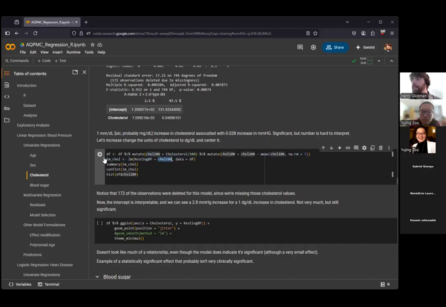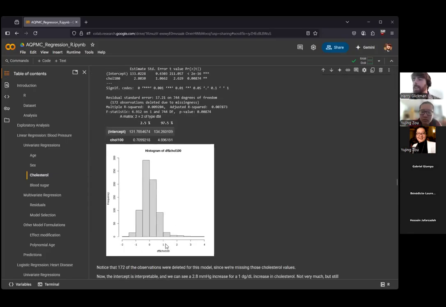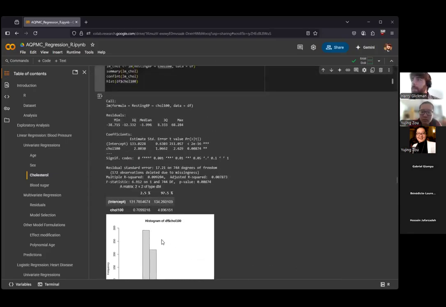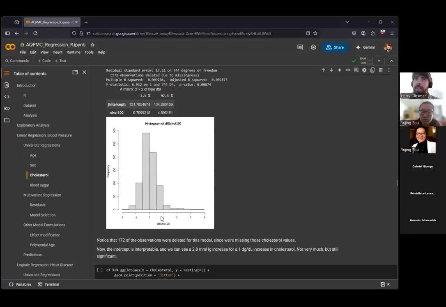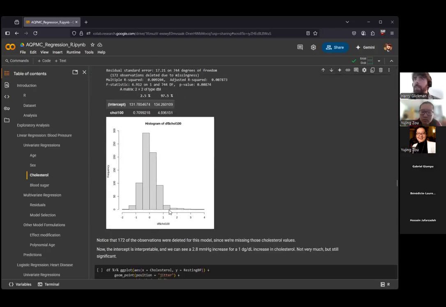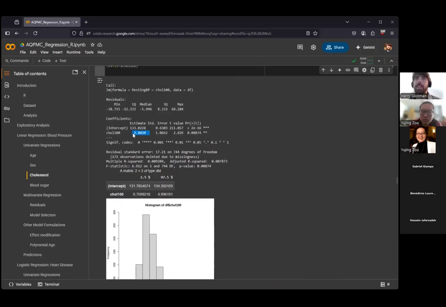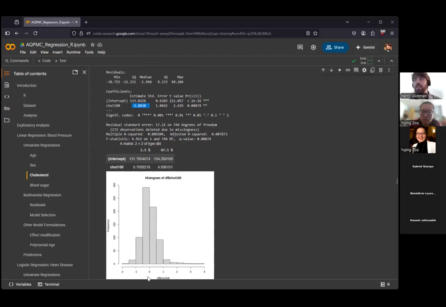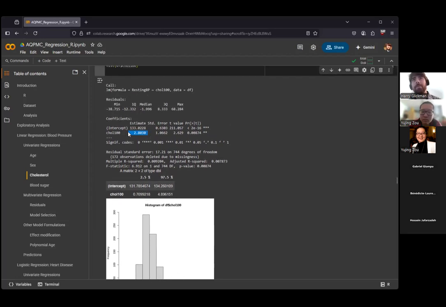And we'll run a new model with that modified cholesterol value. So we've now made cholesterol into this range where a 1 unit increase is a pretty big portion of the distribution. So we might be able to get a better sense of what's going on there. So it's now telling us that a 1 unit increase in this modified cholesterol value, and again, that would be a big chunk of your distribution, is associated with a 2.8 increase in millimeters of mercury. So a huge cholesterol increase for this, in real terms, pretty tiny increase in blood pressure. And it's statistically significant.